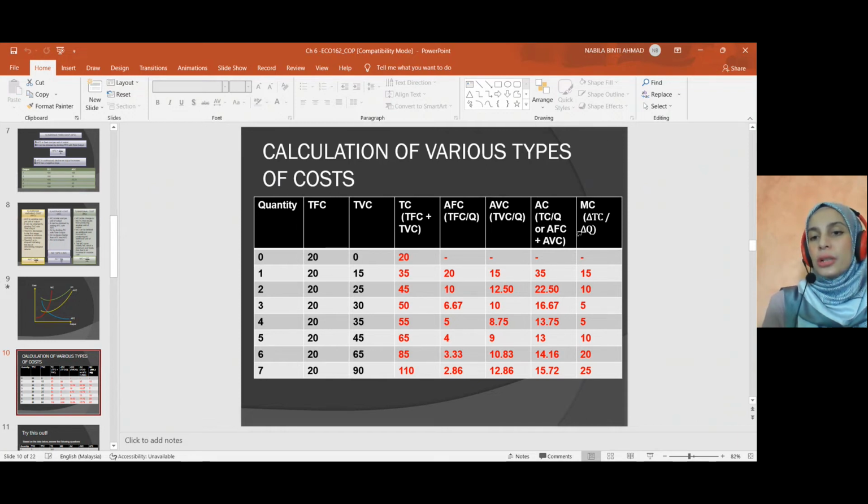Dan akhir sekali marginal cost, change in total cost divided by change in quantity. So kita lihat di sini berapakah perbezaan total cost 35 tolak 20, 15 bahagi dengan quantity perbezaannya 1. So 15 bahagi 1, 15. Perbezaan di sini 45 tolak 35, 10 bahagi 1, 10. Perbezaan di sini 50 tolak 45, 5 bahagi 1, 5. So itu adalah marginal cost. As simple as that. Macam tu sahajalah. Formula dia tak susah. Right.